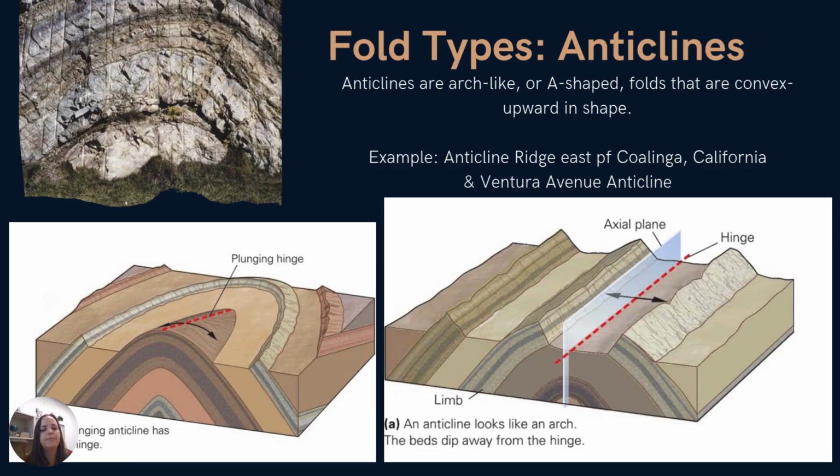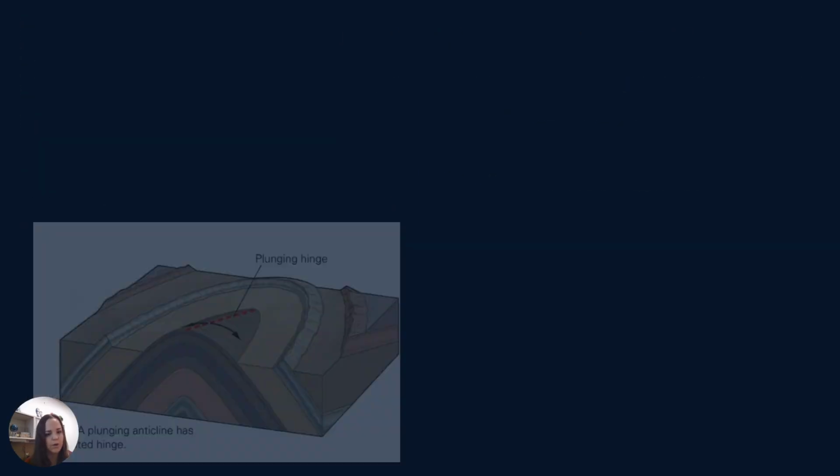An example of this, in California anyway, we have a couple of examples. The Anticline Ridge that's east of Coalinga, and then we have the Ventura Avenue Anticline, which runs through Ventura, which is in Southern California. And anticlines are very special in that they can also create something that is a very hot commodity, and that is oil.